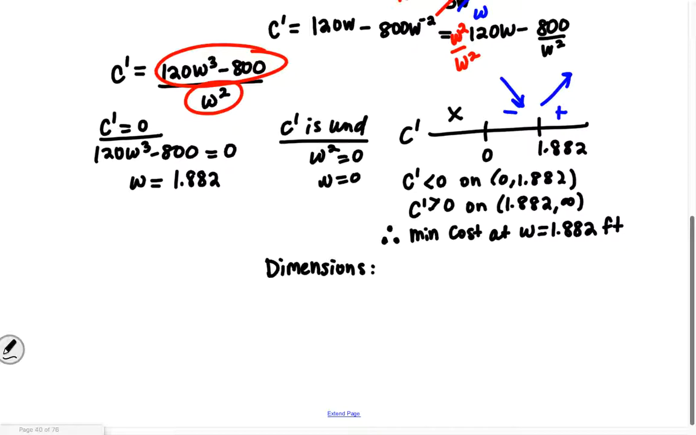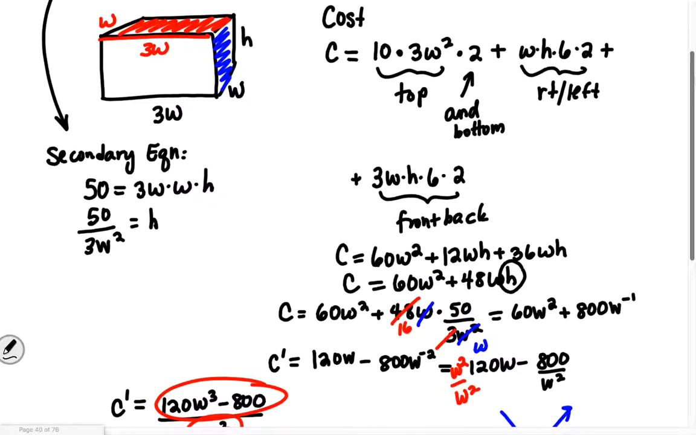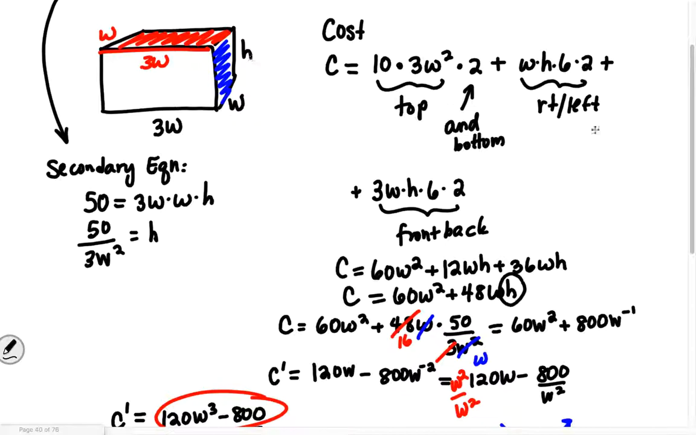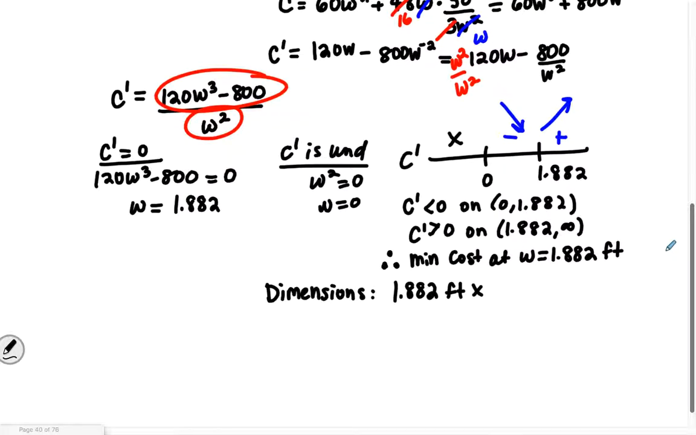All right, so then we need to do the dimensions: length, width, and height. We always have those little X's in between. So we're going to do 1.882 feet by, and then we go back and plug in. We have 3W and H. So 3W is that number we just had times 3, so we get 5.646 feet.